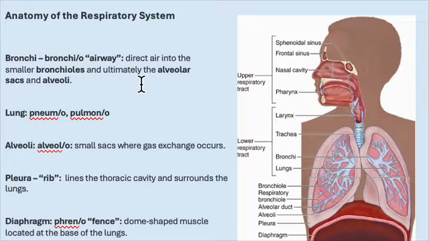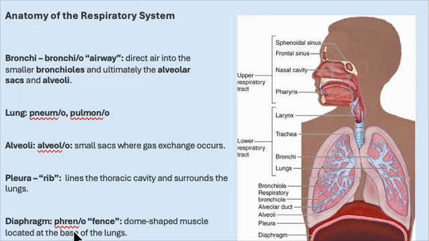So I summarized this on the previous slide, but just showing some of the combining forms here for bronchi, those airways, the alveolar sacs and alveoli, lung represented by the combining forms pneumo or pulmono, alveoli, those small sacs where gas exchange occurs. Pleura refers to the membrane that surrounds the lungs and also lines the thoracic cavity. It is filled with a fluid that prevents friction as the lungs expand and contract. So its purpose is to cushion and protect the lungs.